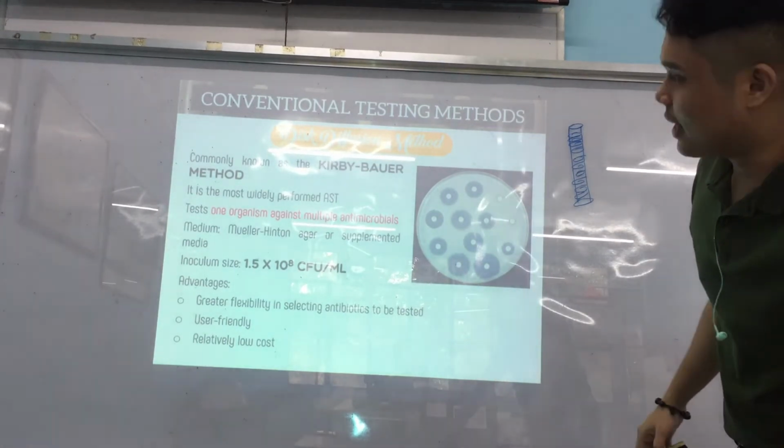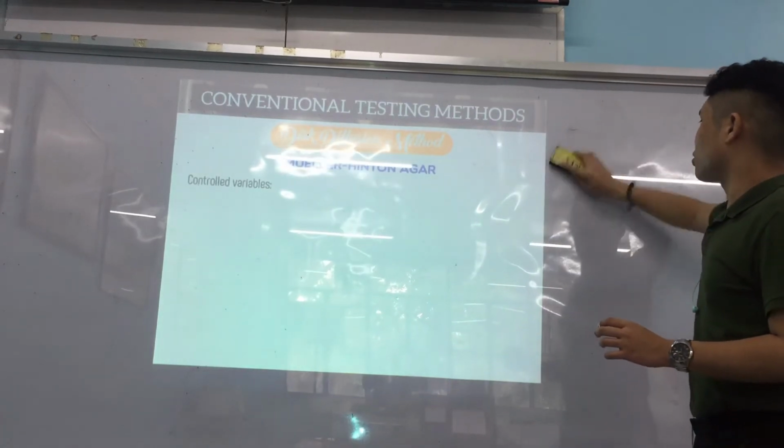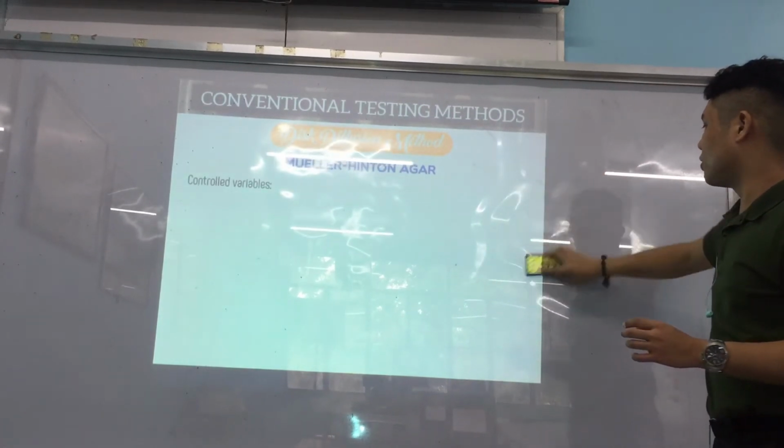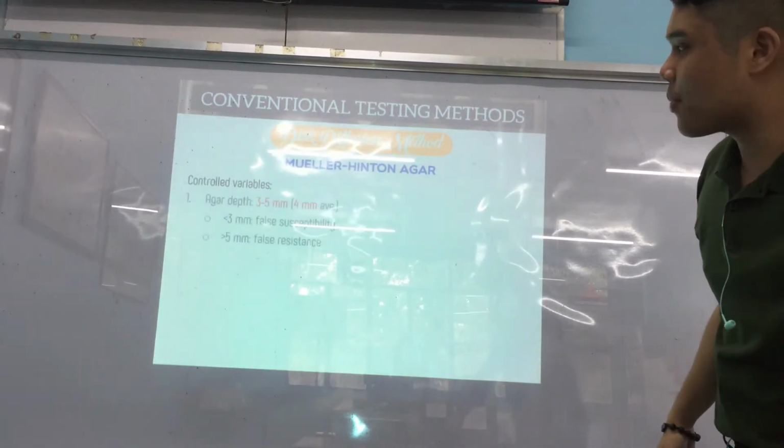Now, your MHA, again, of course, from culture media preparation, should have controlled variables. It needs a controlled pH and a controlled depth.